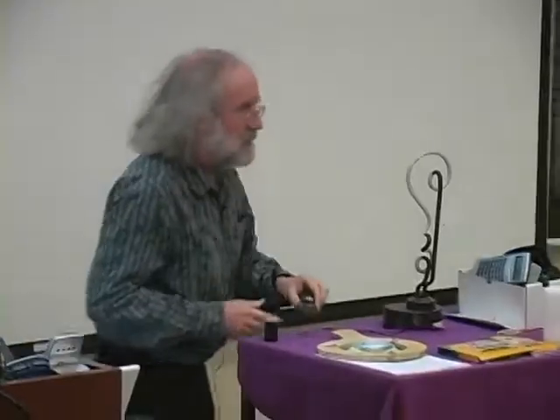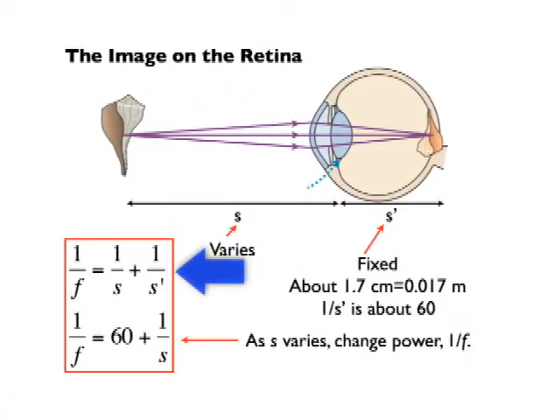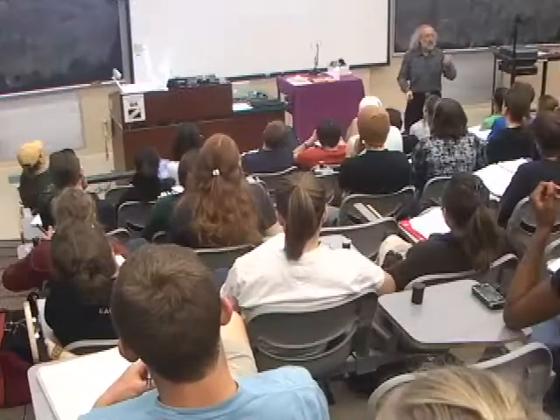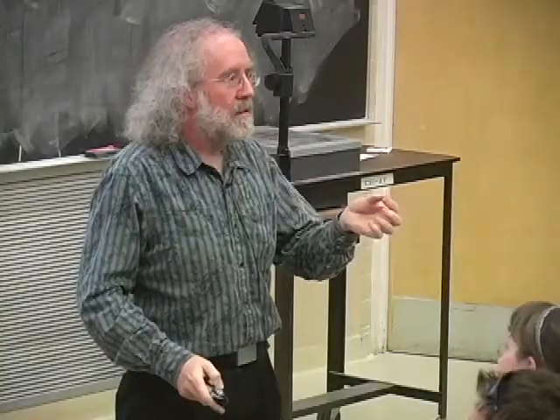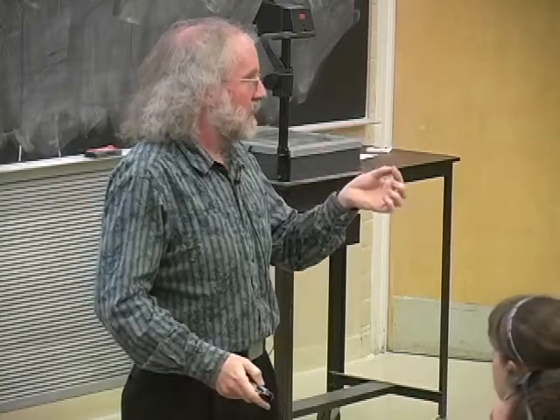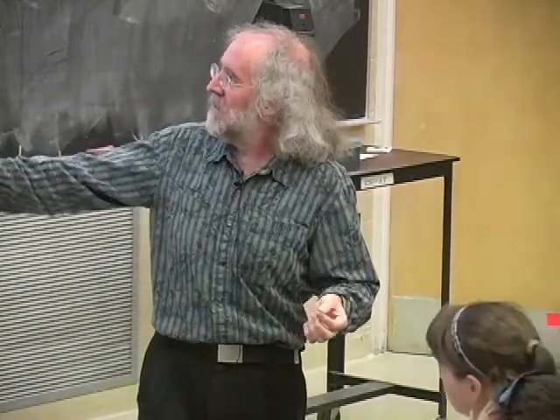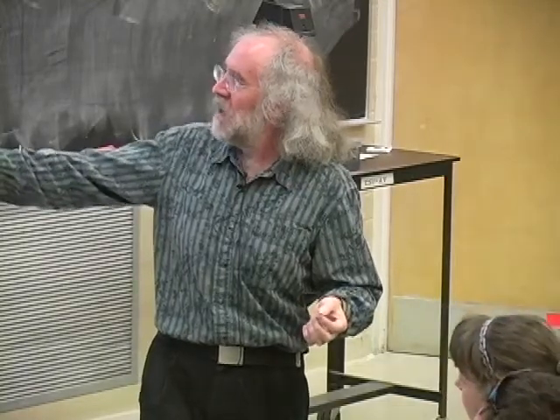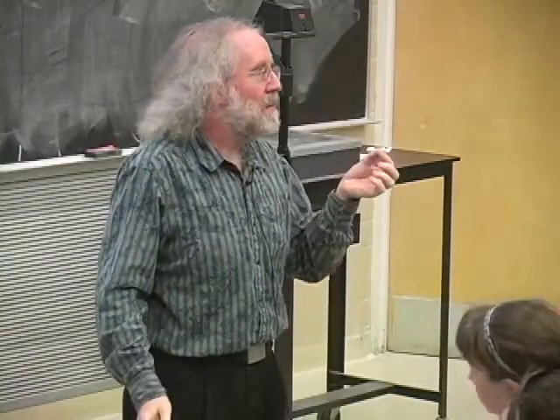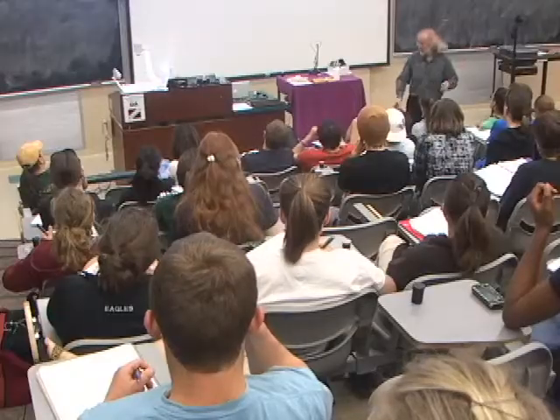Let's take a look at this. This is the relationship for your eye and for a camera. 1 over f is equal to 1 over s plus 1 over s prime. When you're focusing a camera, the focal length of the lens is fixed. And the way you focus it, to make it focus on things at different values of s, is you change values of s prime. You change the distance of the lens from the screen.